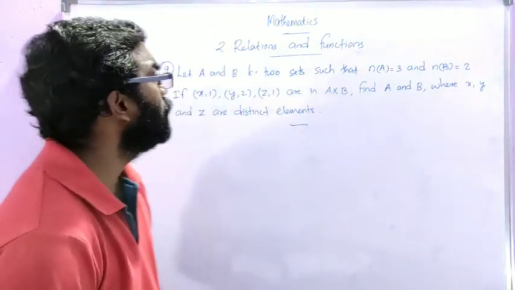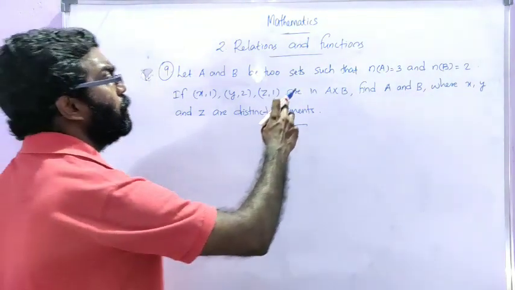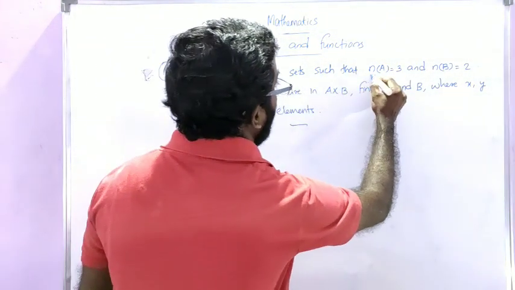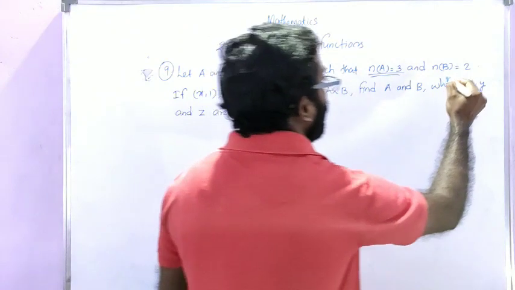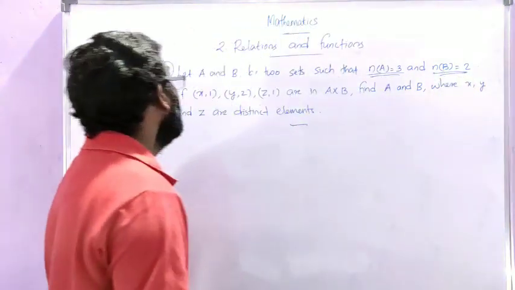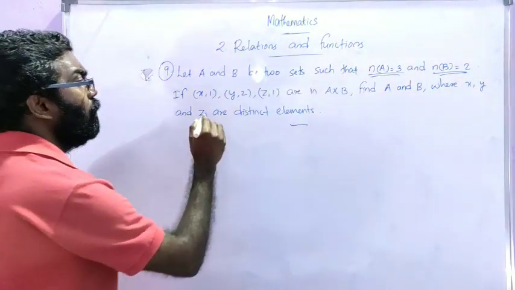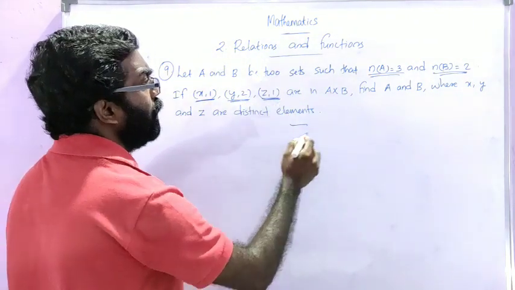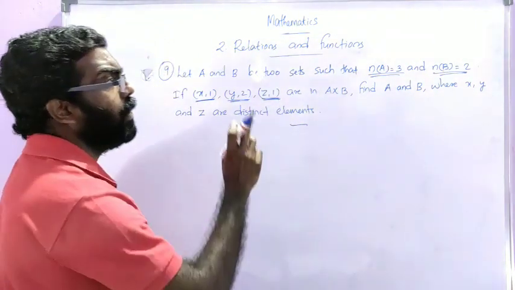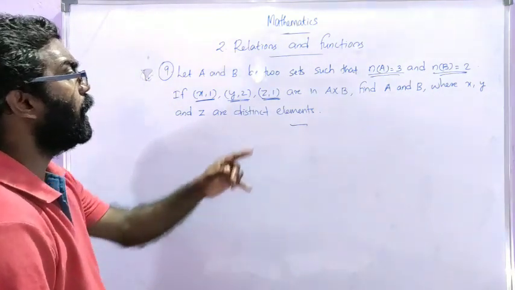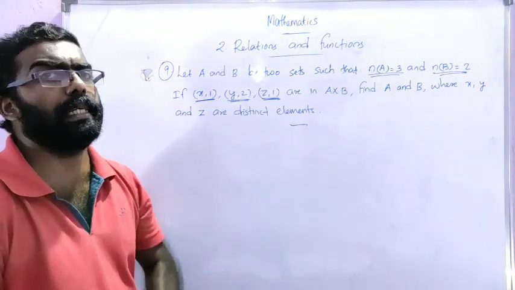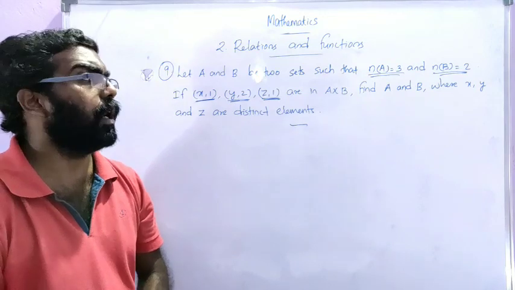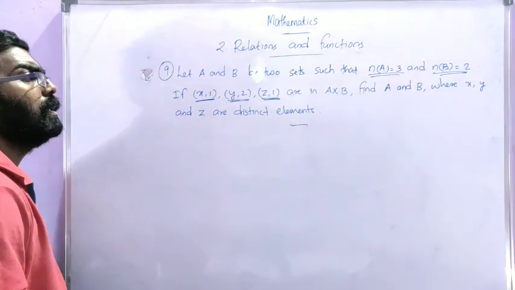Here the next question is: let A and B be two sets such that n of A equal to 3 and n of B equal to 2. If (x, 1), (y, 2), (z, 1) are in A cross B, find A and B where x, y and z are distinct elements. Okay, it's also an easy question.